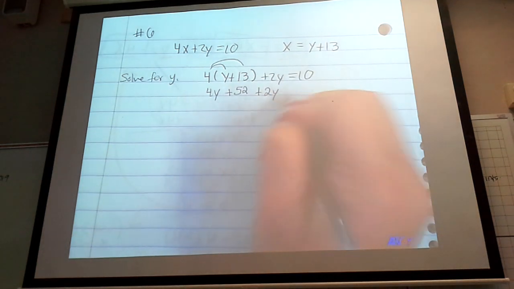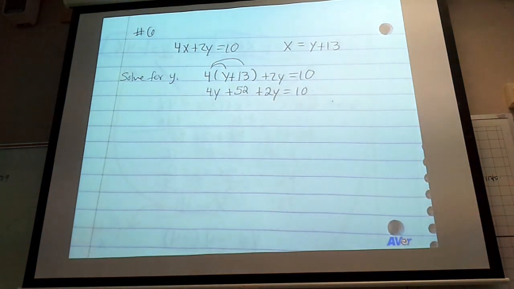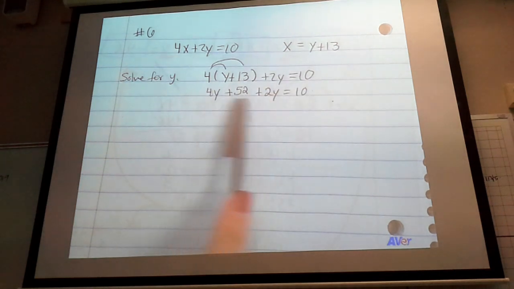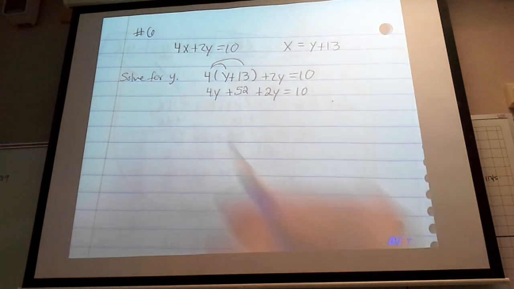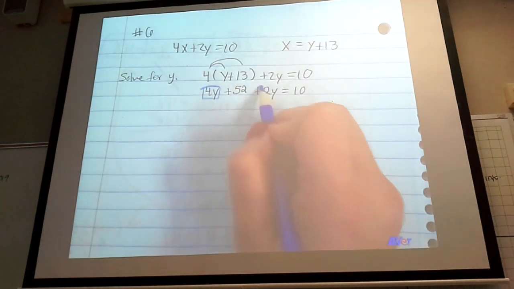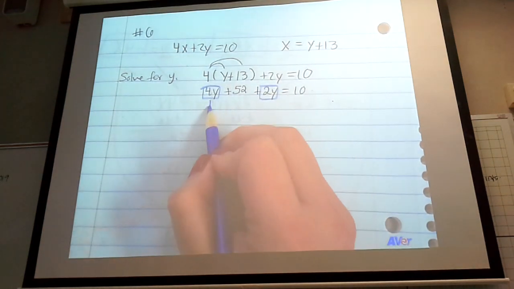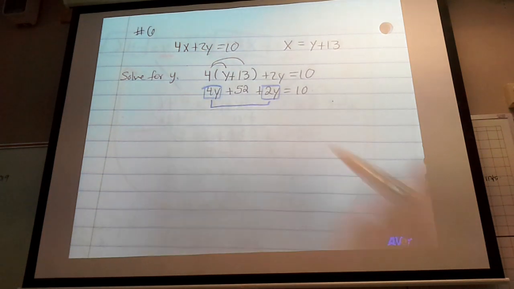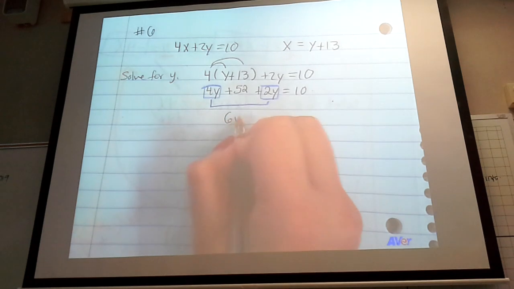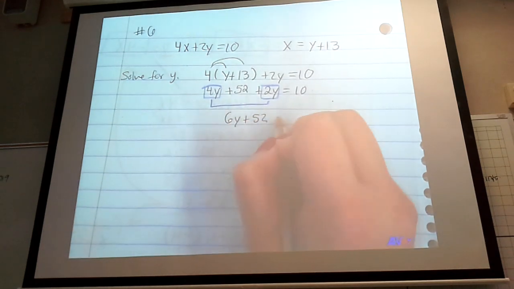Plus 2y equals 10. Now we have to look at what's on this side of the equation and see if there's anything that is alike, any like terms. And notice that I do have like terms. My like terms are 4y and 2y. They both have the same variable to the same power. They're both positive, so if I add them and combine them together, I have 4y plus 2y, which turns out to be 6y plus 52 equals 10.